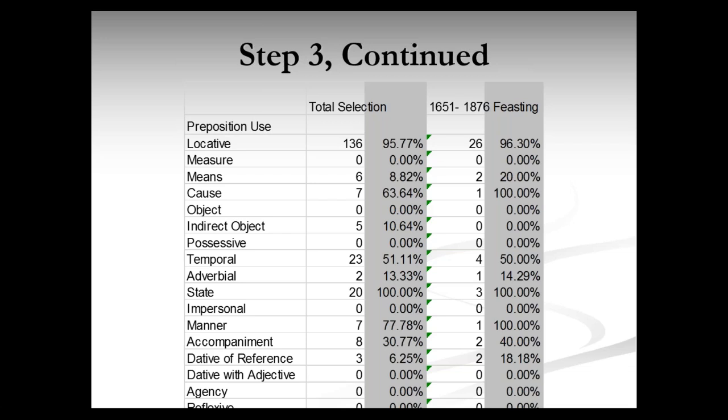So as you can see, the locative has a very high percentage of preposition use, and some other ones have very low percentages. And again, that's to be expected. There are some uses of the dative that use prepositions far more regularly, and there were some that did not. I mean, there was no need for it in what it was attempting to express.